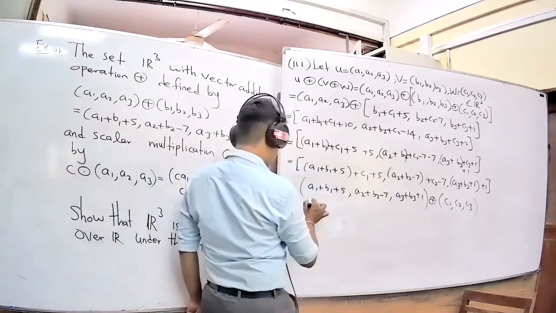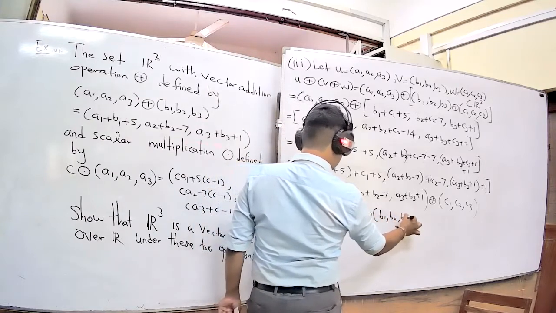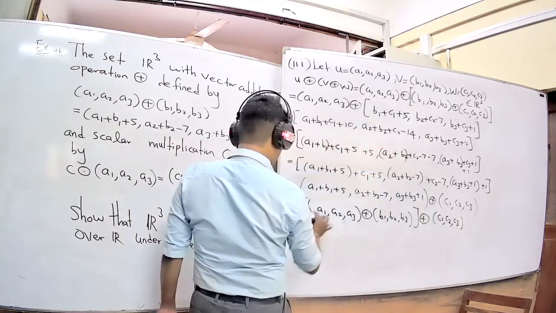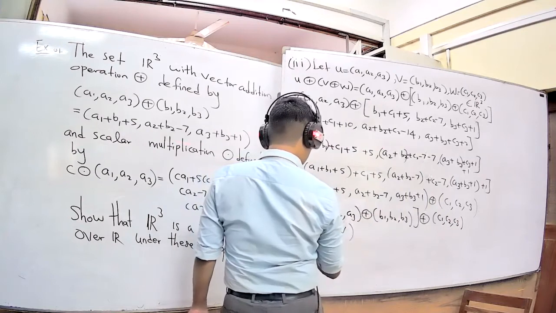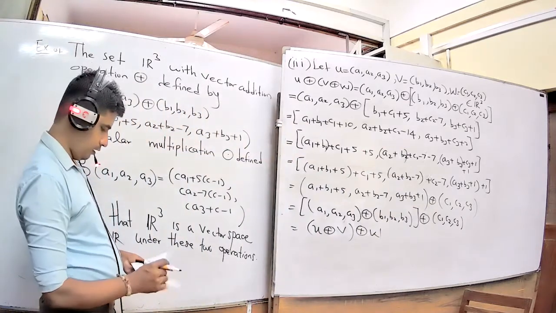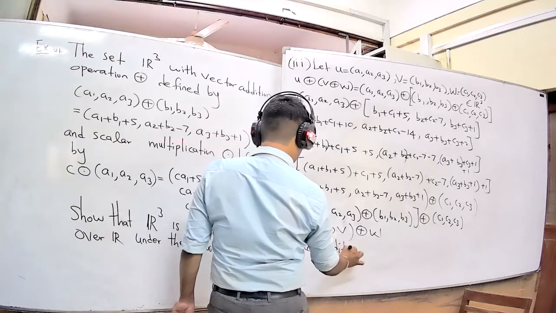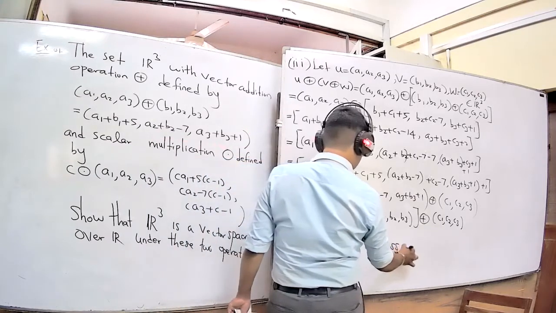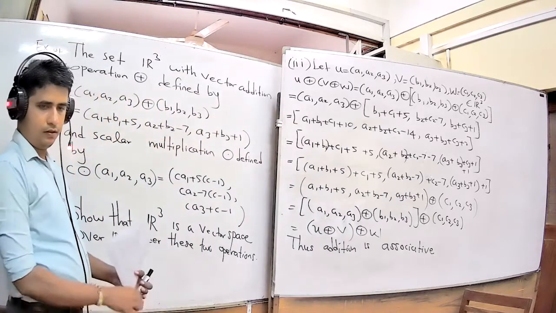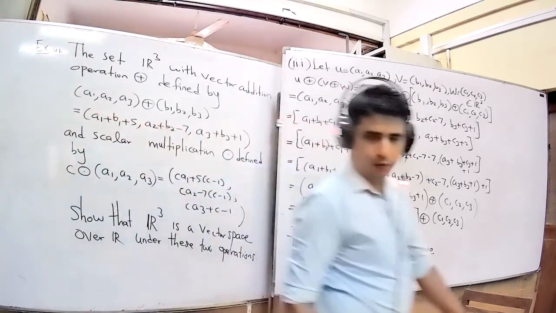So this is your, so what is this? It's U. What is this? It is your V. What is this? It is your W. So this addition is associative. Addition is associative. Okay. Next, we want to find the identity.